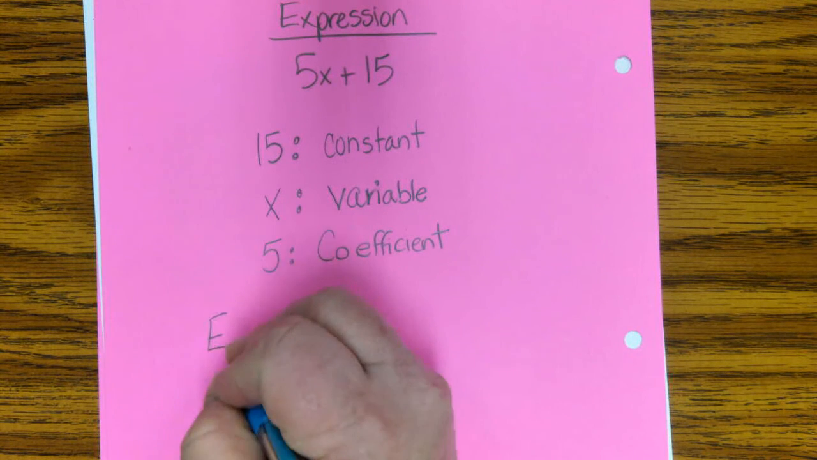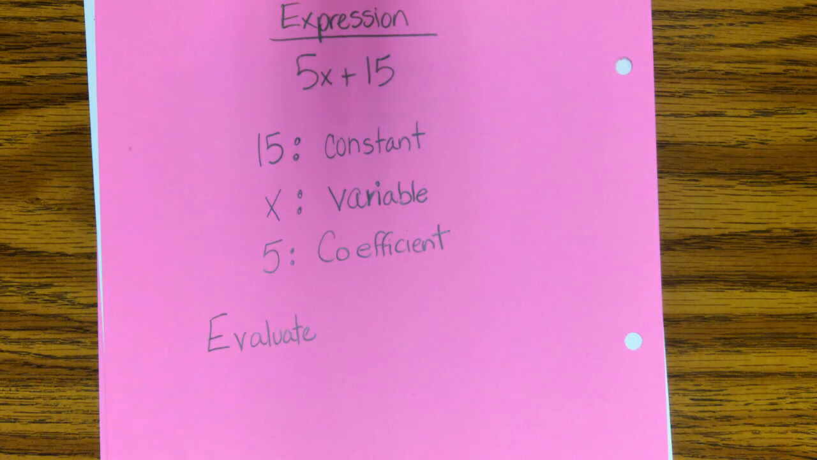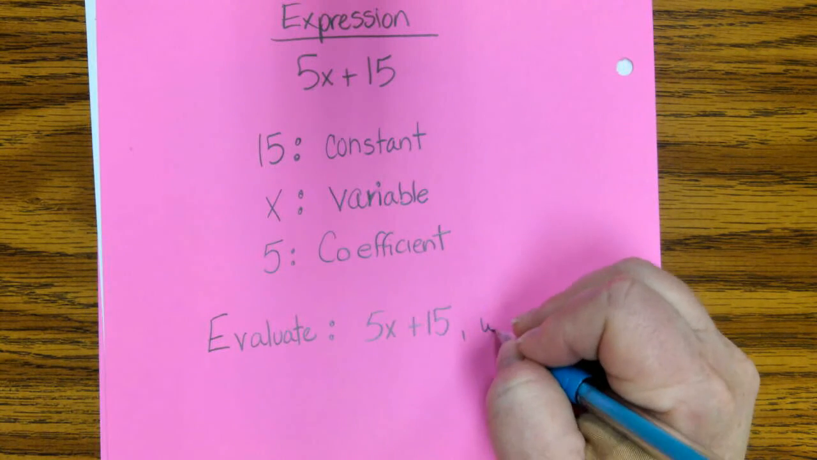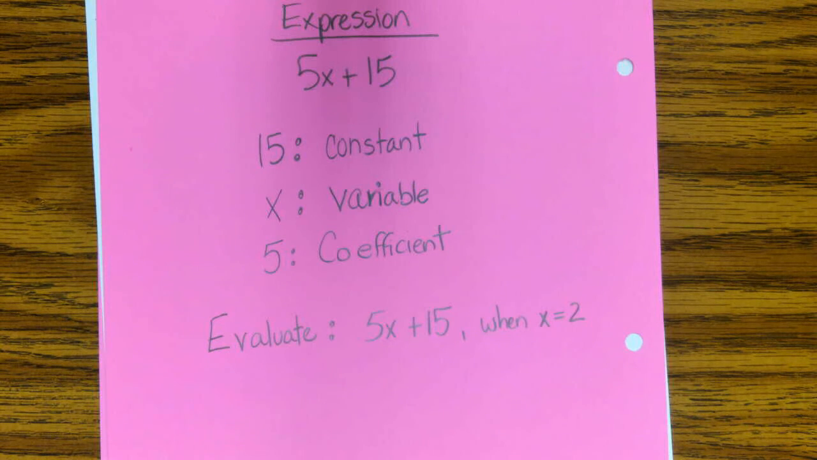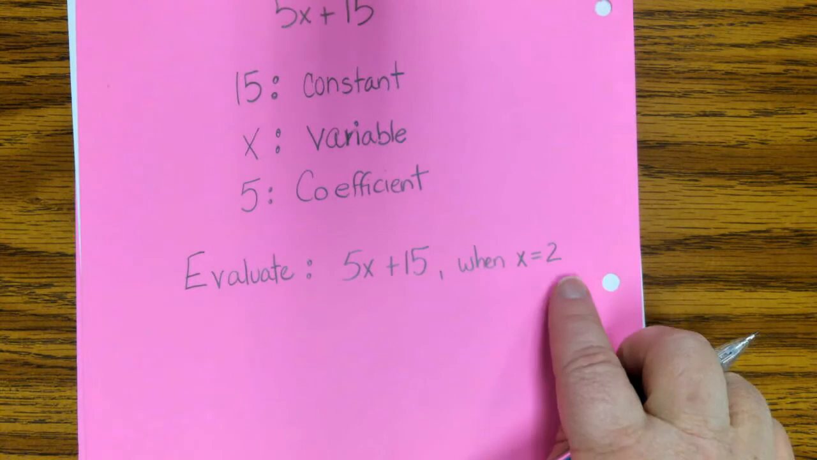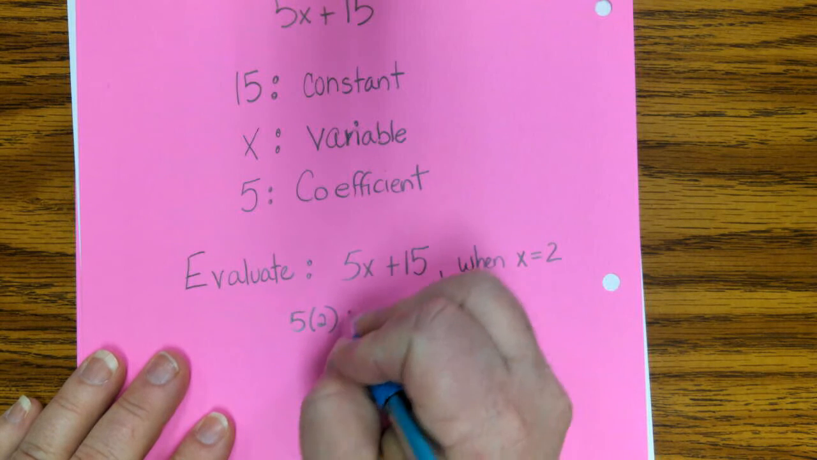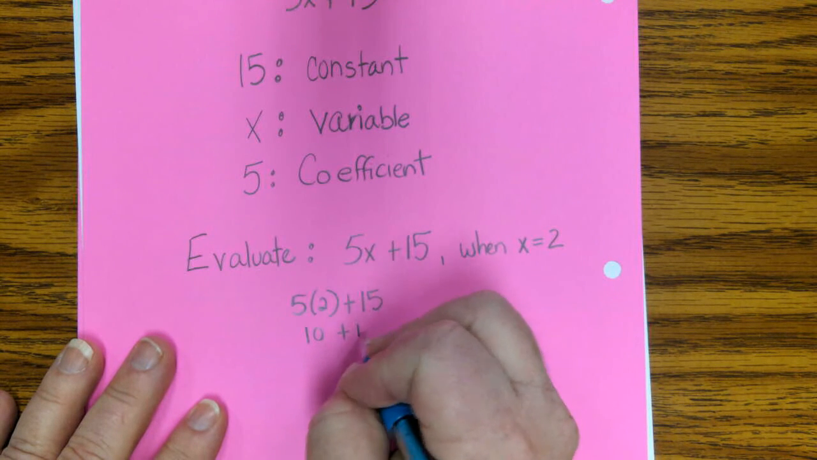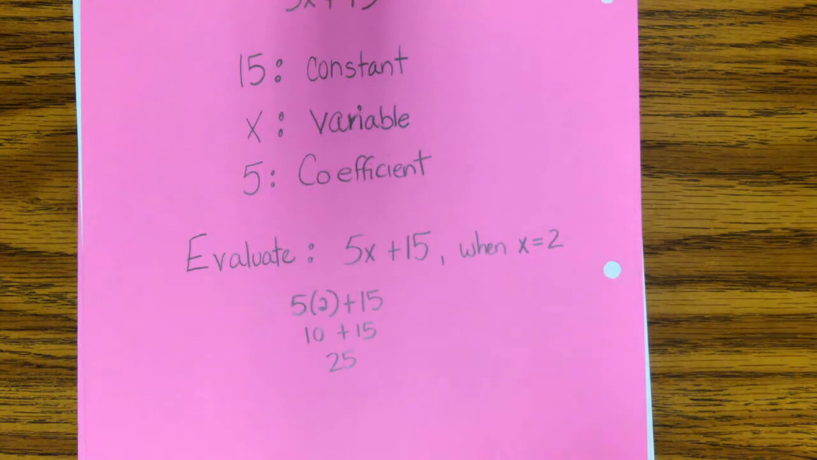Sometimes you'll see with an expression, it says evaluate. Okay? Evaluate. And when it says evaluate, 5x plus 15 when x is equal to 2, what they're asking you to do is to substitute 2 where you see x. So 5 times 2 plus 15. What is 5 times 2? 10 plus 15, which is 25. Okay, so we have evaluated that expression.